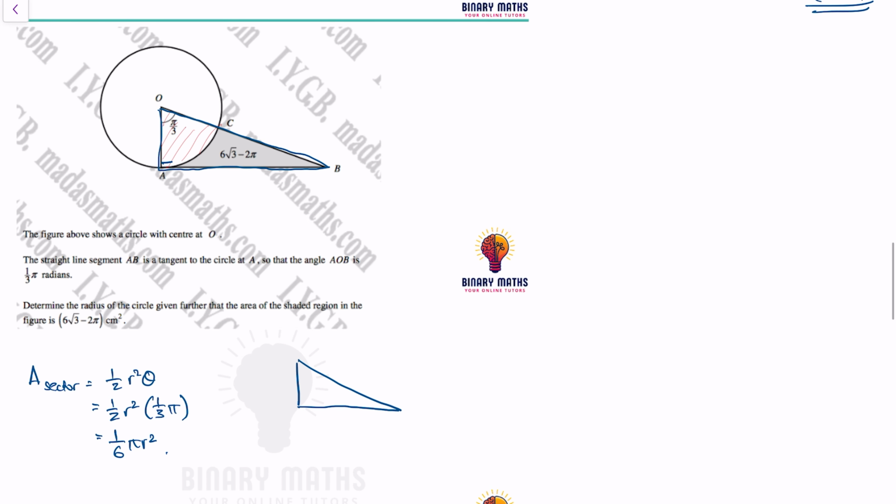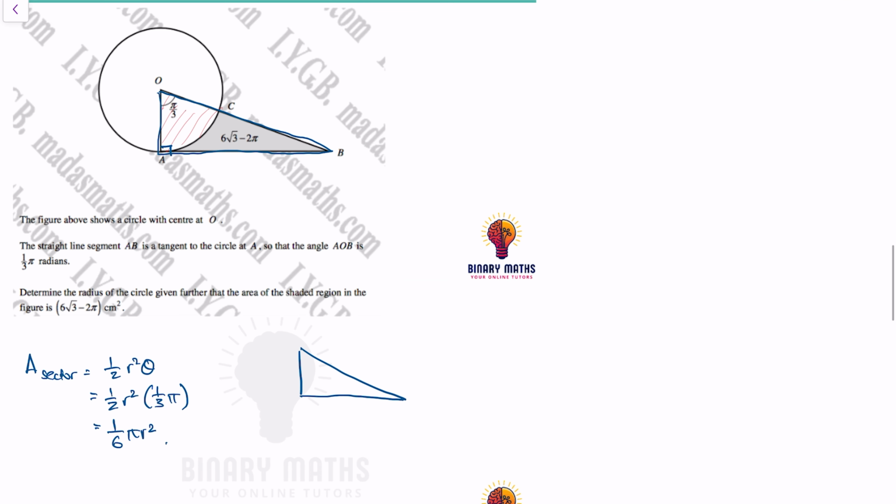So area of sector is equal to half r squared theta, which is half r squared a third pi, which is a sixth pi r squared. So that's the first part. The next thing I need to work out is the area of the triangle. Now in the triangle, because there's a tangent and radius meeting, that must be 90 degrees. So I've got a 90-degree right angle triangle.